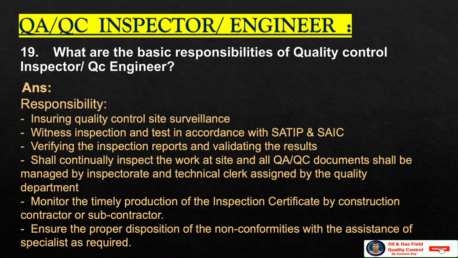What are the basic responsibilities of a quality control inspector or QC engineer? Ensuring quality control site surveillance, witness inspection and test in accordance with the SATIP and SAIC, verifying the inspection reports and validating the results, shall continually inspect the work at site, and all QA/QC documents shall be managed by the inspectorate and technical clerk assigned by the quality department. Monitor the timely production of the inspection certificate by the construction contractor or subcontractor.